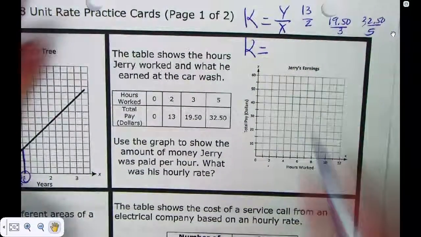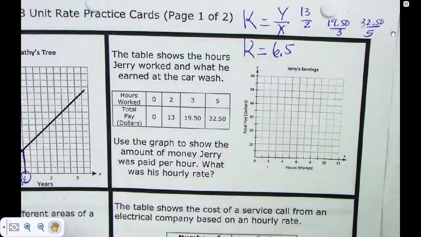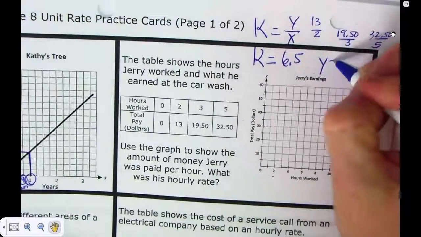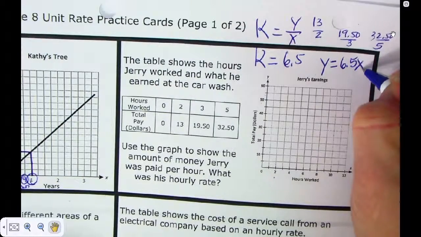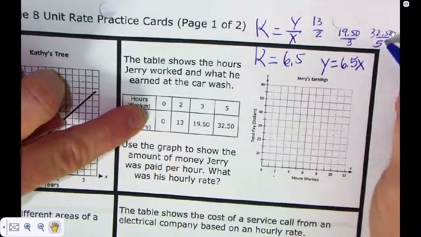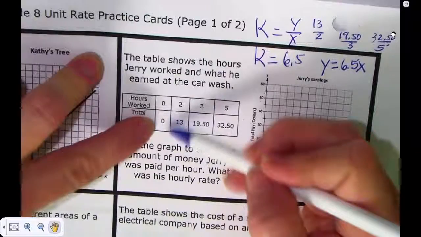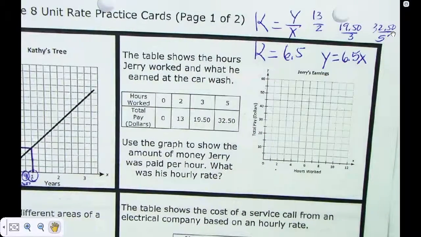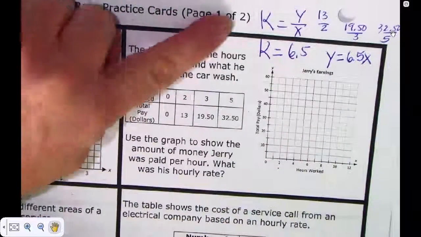Okay, what'd you get? 6.5. So K is 6.5. So what do I know my equation's going to be? 5x. Because we already know we figured out that it's going to be linear. Okay? And we know that it went through 0, 0. Okay, and actually, we were finding out if it was proportional, if it had a constant proportionality.